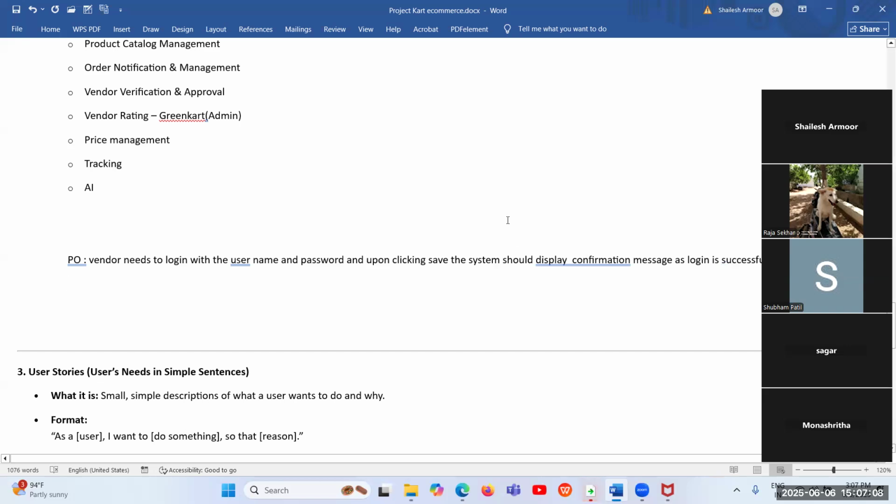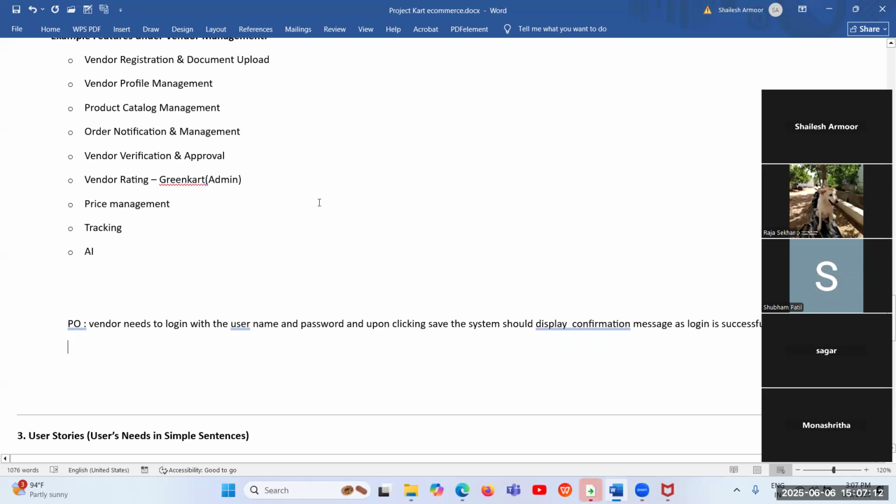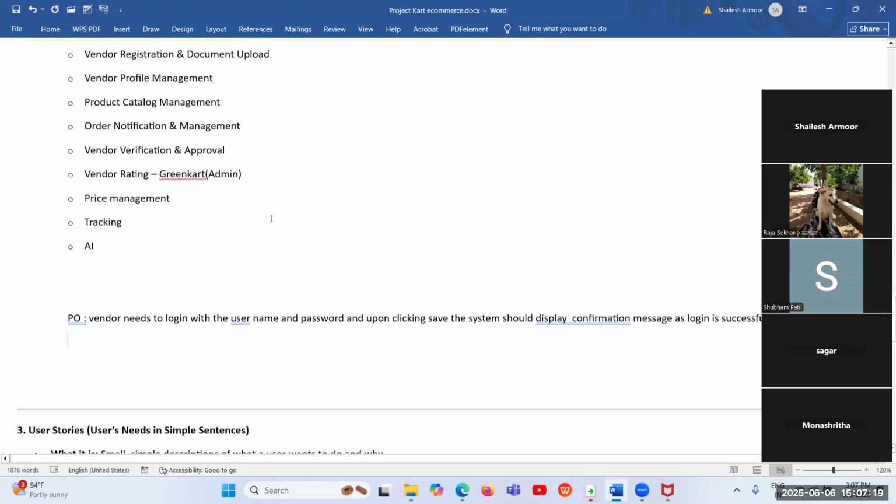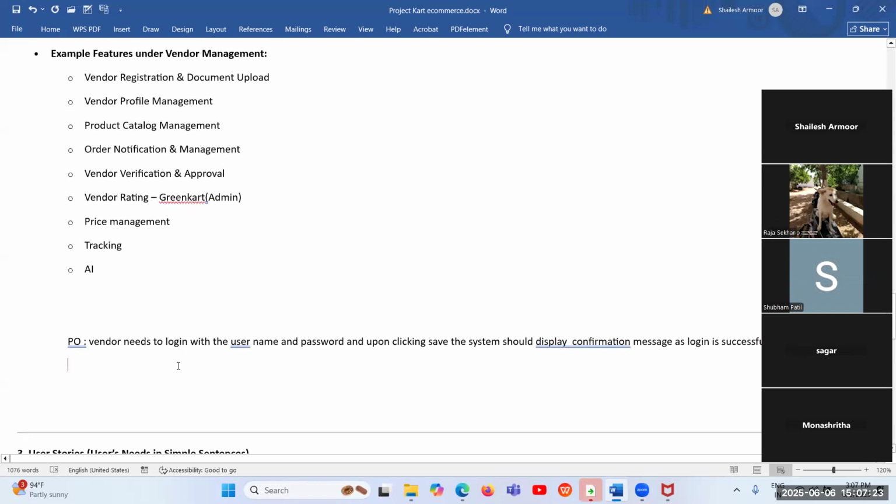And let me give you a more complex requirement now. I'm taking the product catalog. I'm going to give you the requirement from product catalog management. Product catalog means, just keep in mind that the vendor will be adding products into the application. What is our application name? Green card. Yes, very good.